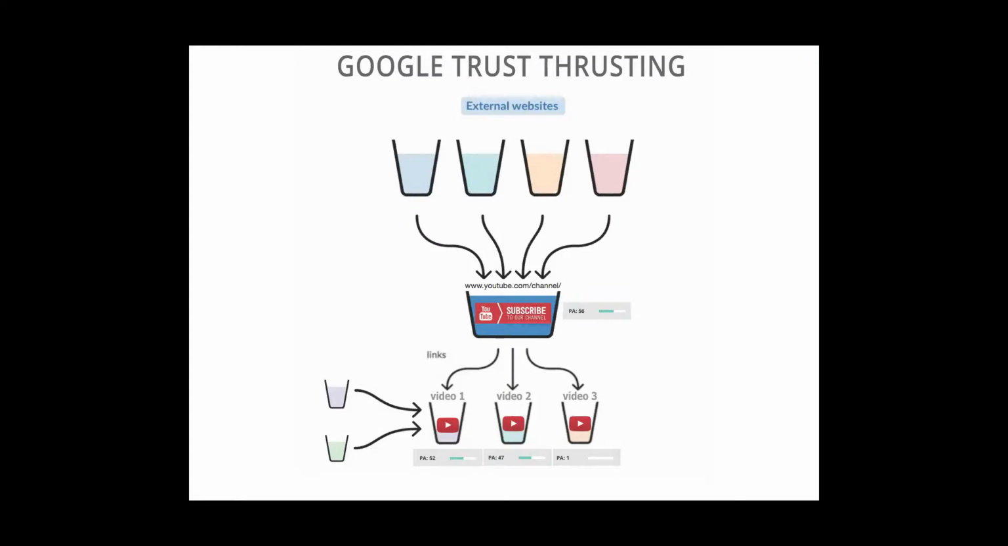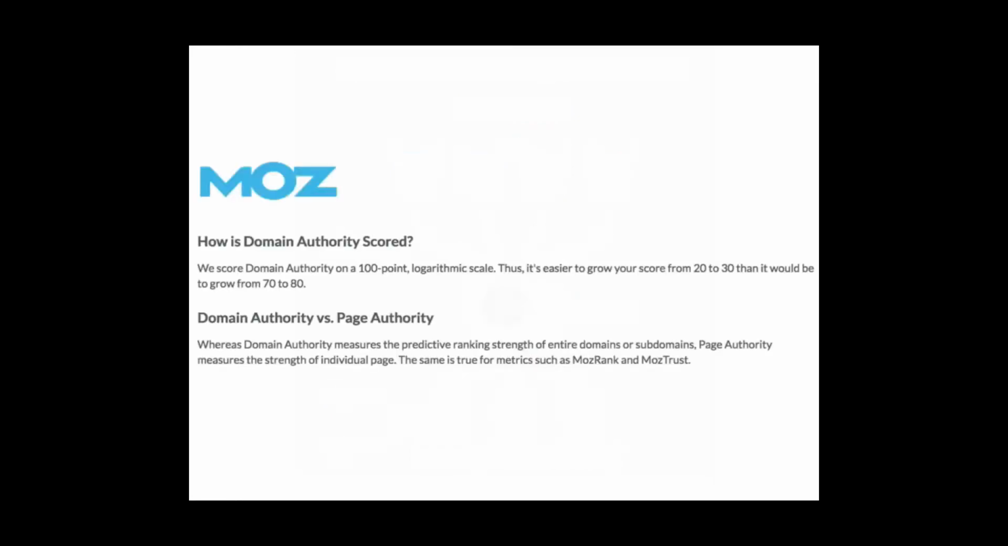Okay, so we're going to give you this PDF, okay? Now we're going to explain what Google Trust Thrusting is. If you look up at the top here, you see the 4 cups with the 4 different colors, the blue, the green, the orange, and the red. What this is showing is that certain websites have what we call link juice. When they link to your website, essentially they are going to pass on that link juice. Now, we're going to explain this a little bit later, but I just wanted you to quickly grasp that concept.